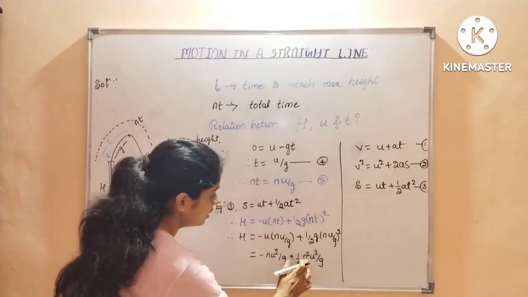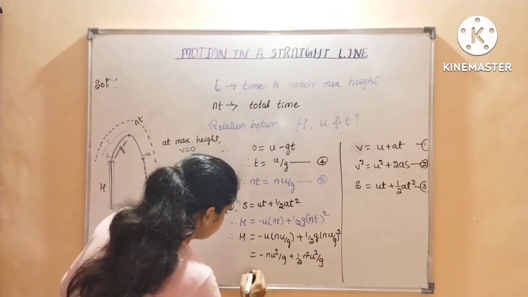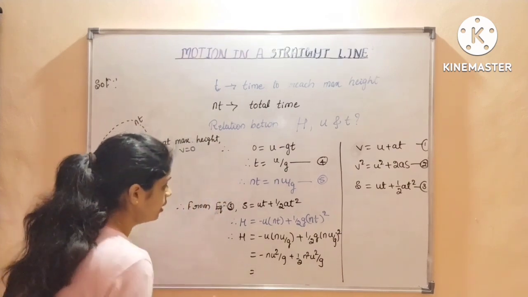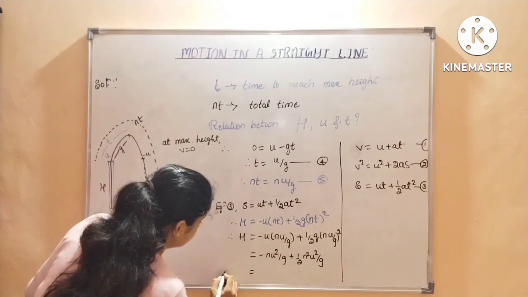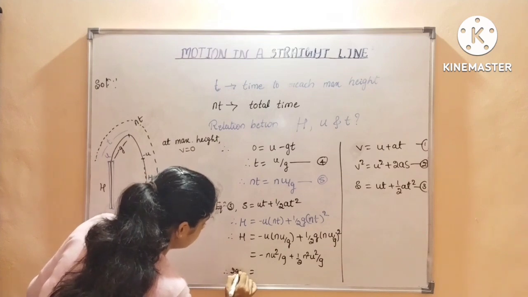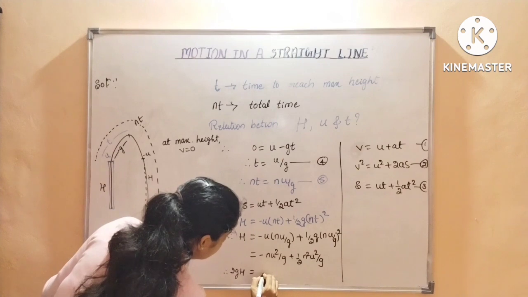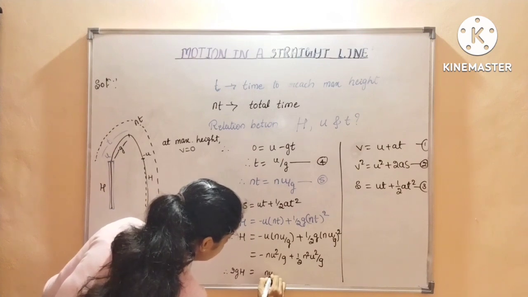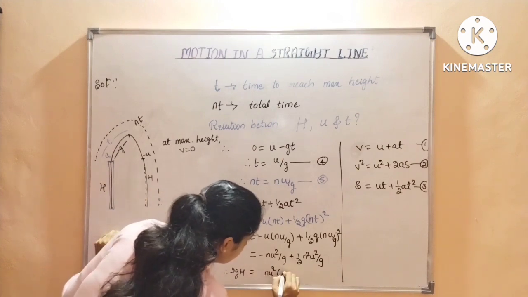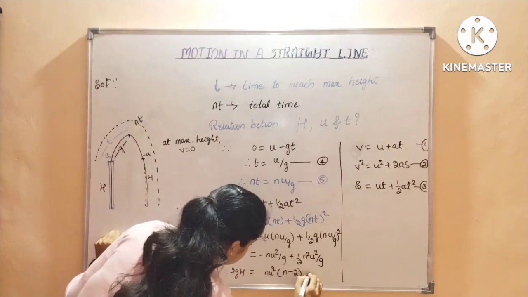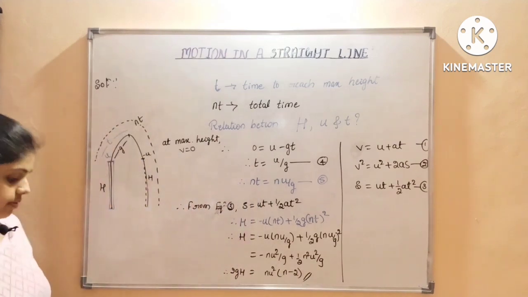G cancels, hence take this g to the LHS, therefore 2gh equal to n square u square, take it common, n minus 2. This is the final answer.